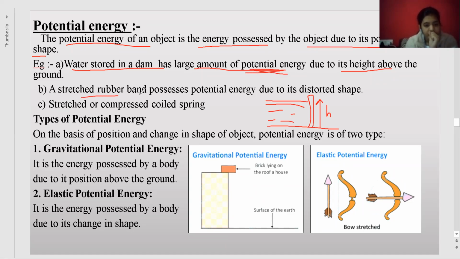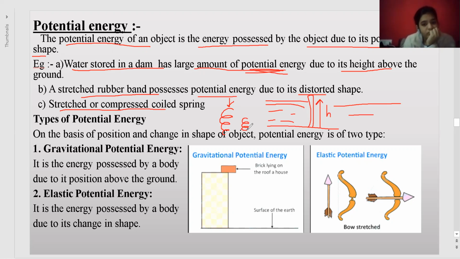Also, a stretched rubber band possesses potential energy due to its distorted shape. जैसे कोई rubber band है, उसको तुमने stretch करके इतना बड़ा कर दिया, so it will have some energy in it. Okay, because the shape is distorted or changed. Also, a stretched or compressed coiled spring. For example, suppose there is a coil, okay, and by applying force on it, you have compressed it.